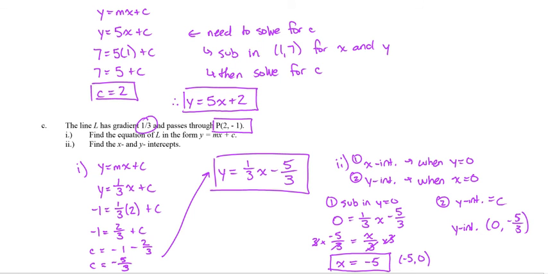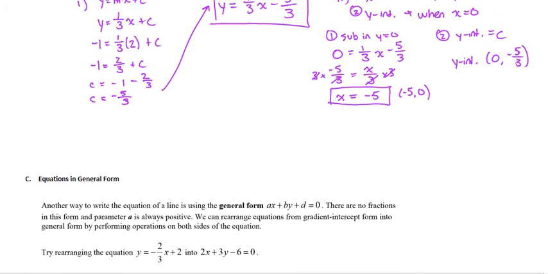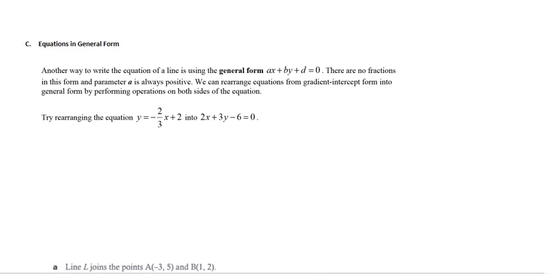So we'll do one more topic for this lesson, which is equations in general form. Up until now, we've been working in slope-intercept form. There's another form of an equation called general form, and it looks like what we have written here: ax plus by plus d equals 0. There are some important things to know about general form. No fractions are allowed, so all your values have to be integers, and a must always be positive.